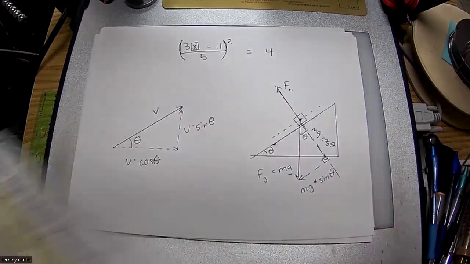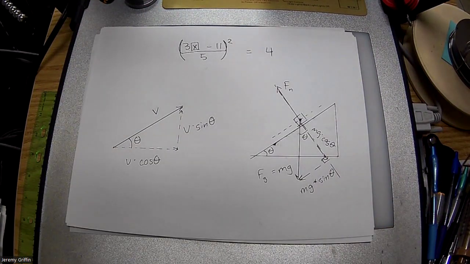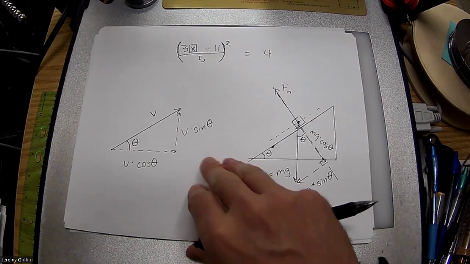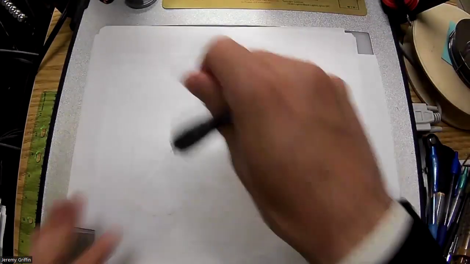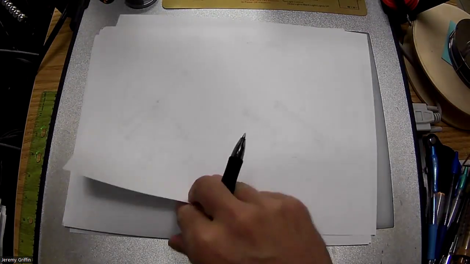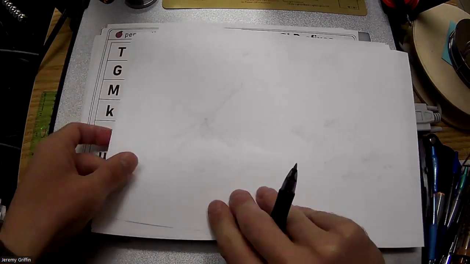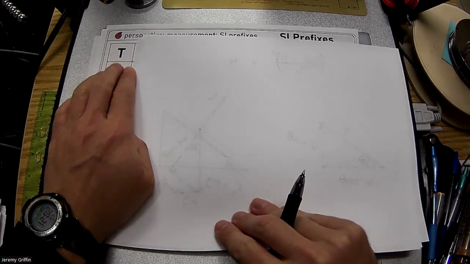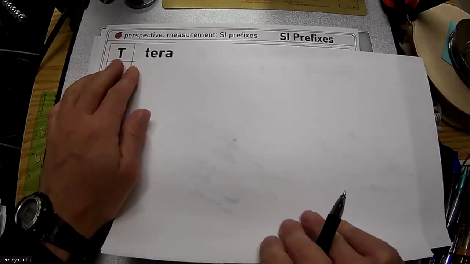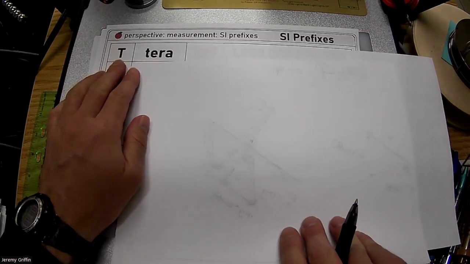Ooh. How about let's do some prefixes. These may or may not show up. Right. Here. Let's do it this way. Guys, capital T, what does that stand for? Tera is what I'm looking for, right? And that's 10 to the power of what?